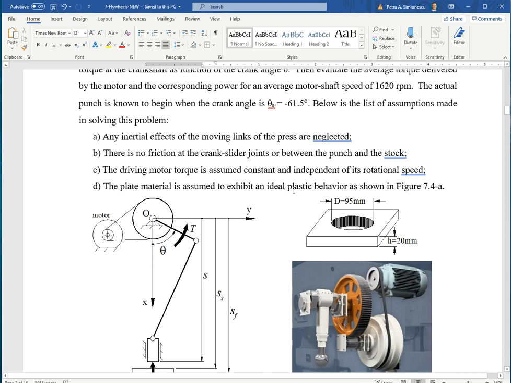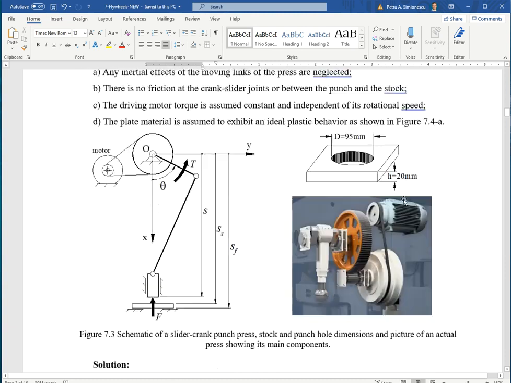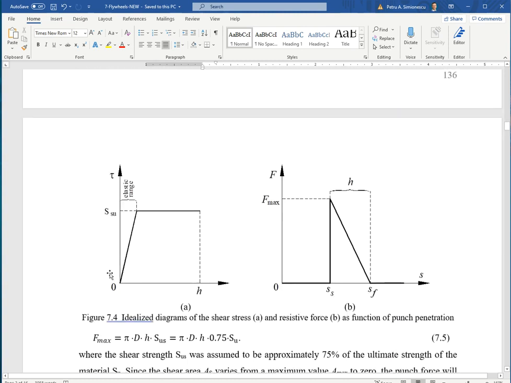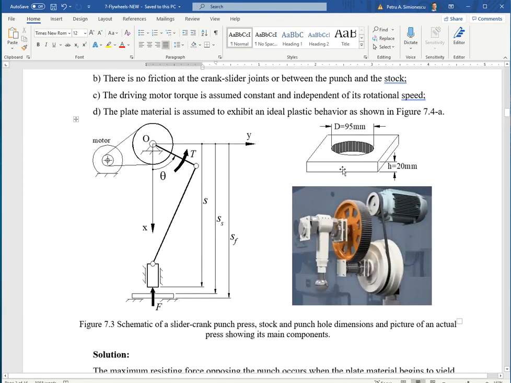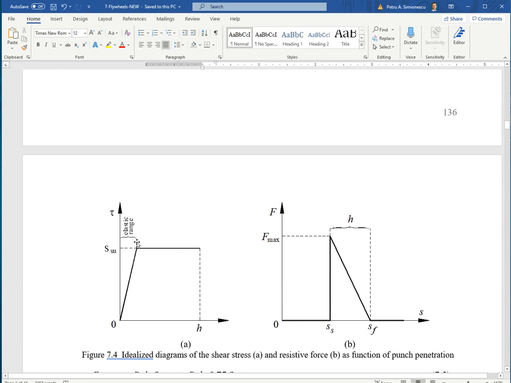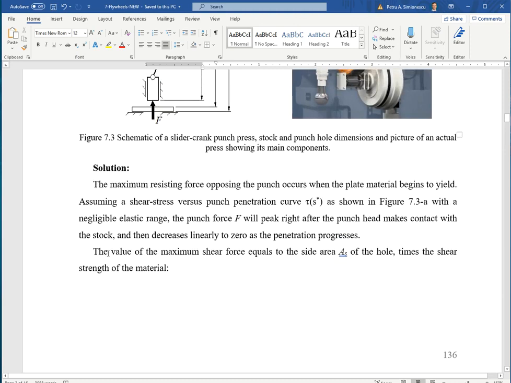And we're assuming the material to exhibit ideally plastic behavior. It's shown here. So very little elastic deformation. The punch touches the workpiece, and then the resistance to punching fluctuates linearly from maximum to zero resistance force on the punch, but the stress that is developing in the workpiece as the hole is being generated by the punch, the shear stress, is assumed constant and equal to the ultimate shear strength of the workpiece material. Okay.